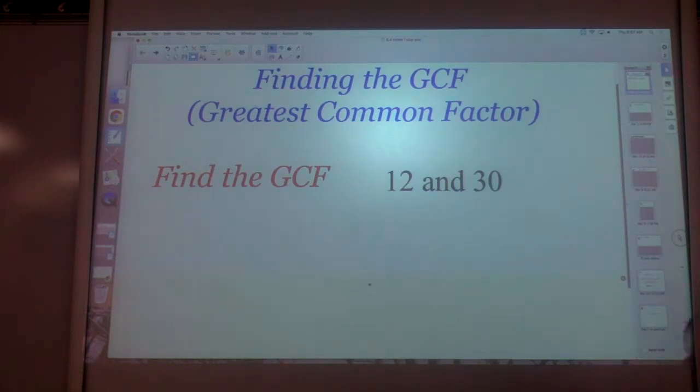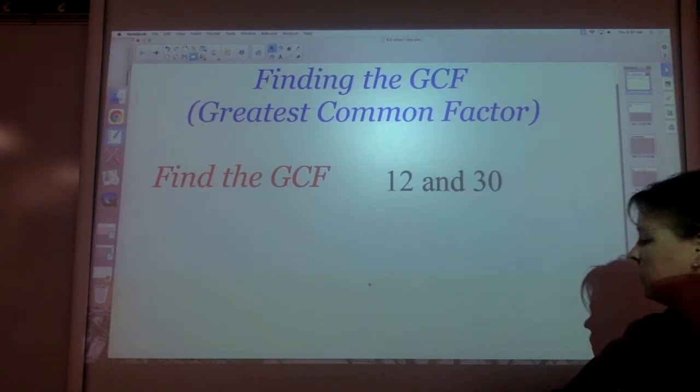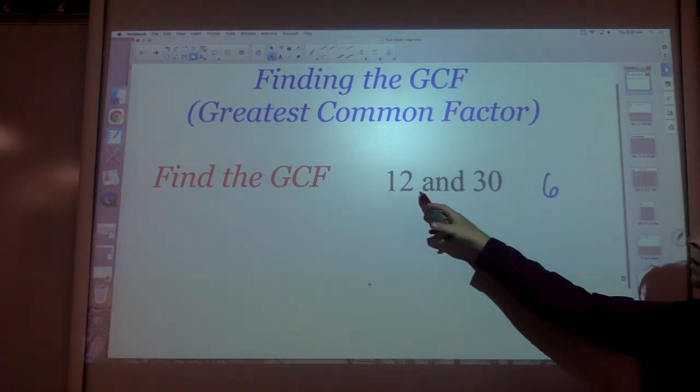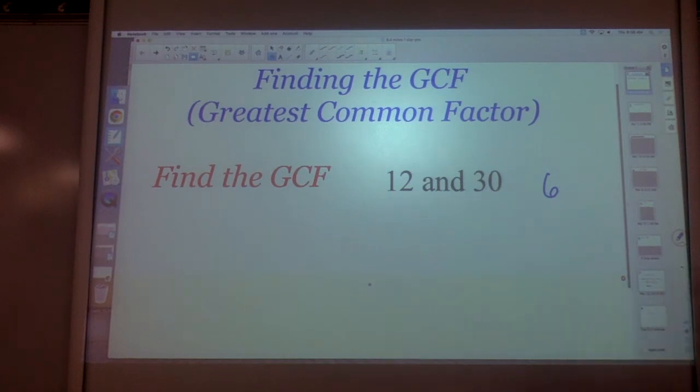You've got to find what factor goes into them the highest, and the greatest common factor is 6, because 6 goes into 12 and 6 goes into 30.